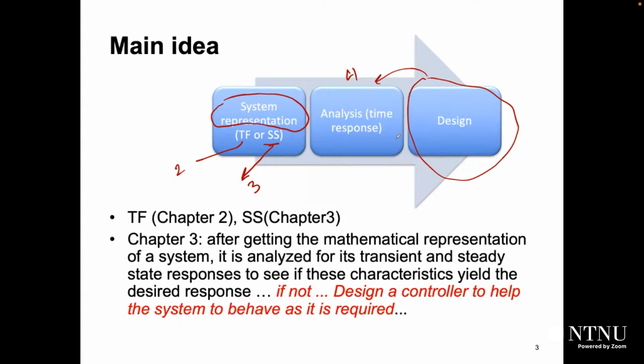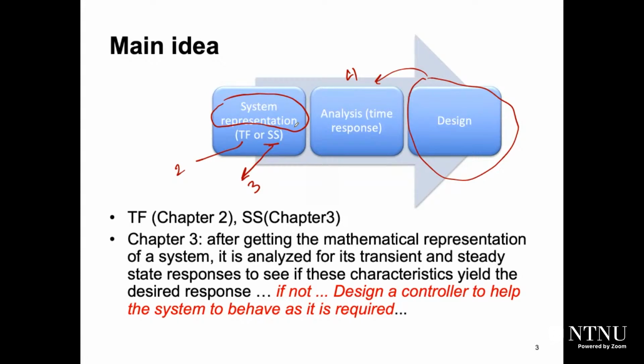So in chapter 3, after getting the mathematical representation of a system, it is analyzed for its transient and steady state response to see if these characteristics can give us the desired response. If not, we need to design a controller to help the system to behave as it is required. So you are starting with a system. The system can be represented in the frequency domain by transfer function, or in the time domain by state space representation, chapter 2 and chapter 3.